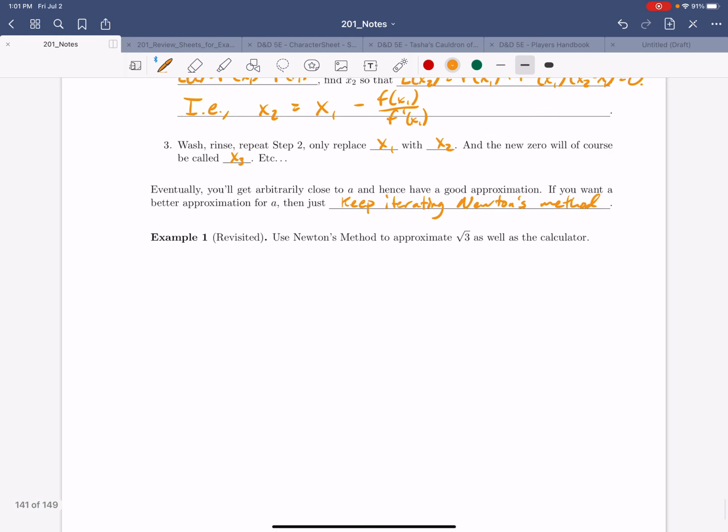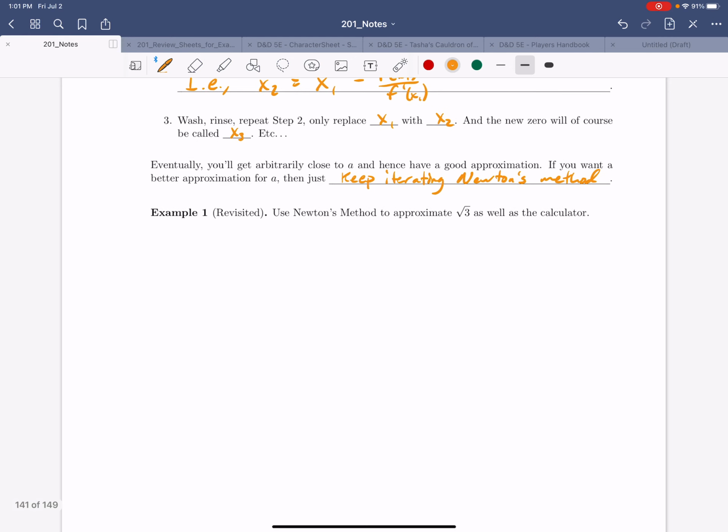So, let's use Newton's method to approximate root 3. I say as well as the calculator. It gave us a lot of terms. I'm not sure if we'll be able to do so many of that by hand, but let's see what we can do.